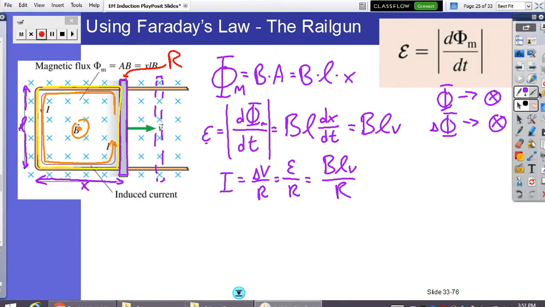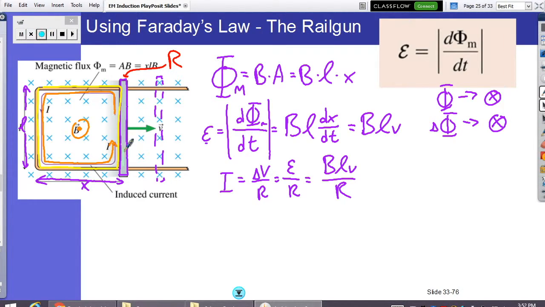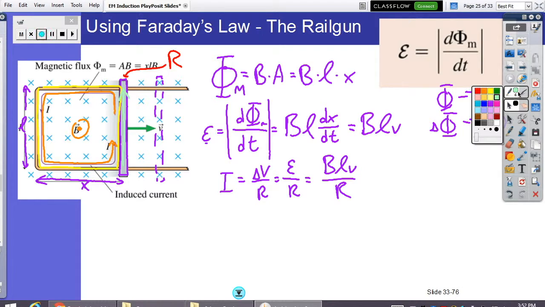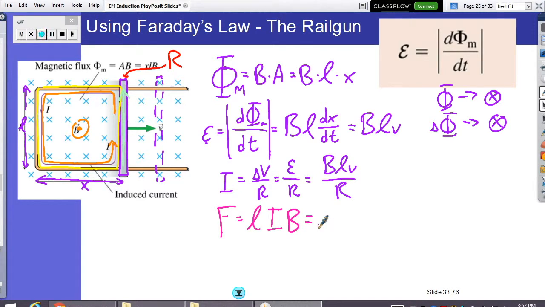Now, what's kind of funny is this might have occurred to you, maybe not. We now suddenly have a current running through this bar, and it's moving through a magnetic field. So you might say, Mr. Bates, you told us that wires that are carrying current experience forces in magnetic fields, and they specifically experience a force equal to their length times the current through them times the magnetic field. So I can calculate that. Well, I know what I is, and I know what L and B are. So it's going to be B squared L squared V over R.